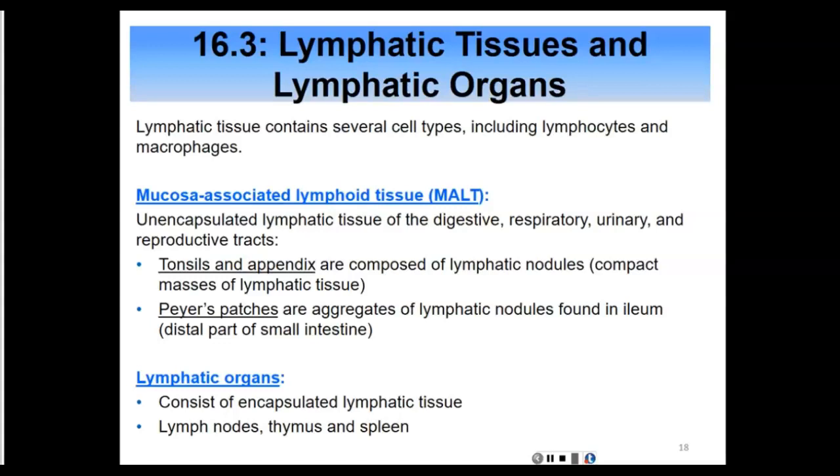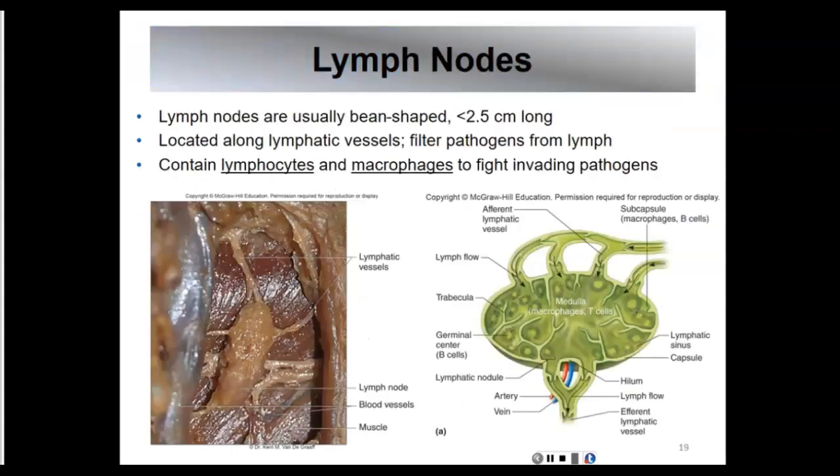Lymphatic tissue has several types of cells, including lymphocytes and macrophages. Mucosa-associated lymphoid tissue, or MALT, is unencapsulated lymphatic tissue of the digestive, respiratory, urinary, and reproductive tracts. We have tonsils and appendix, and in the abdomen there are Peyer's patches. Some organs are the spleen and the thymus, and lymph nodes.